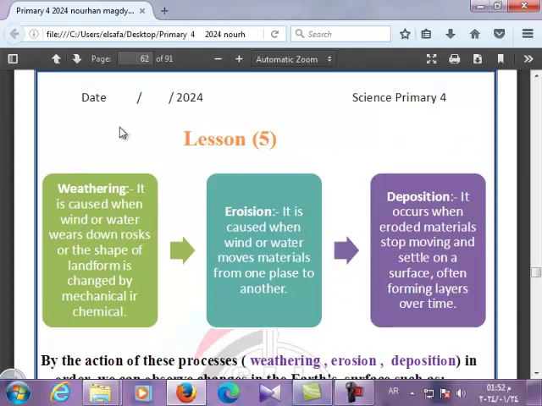Lesson 5. We talk about weathering, erosion and deposition. Weathering is caused when wind or water breaks down rocks, or the shape of a landform is changed by mechanical or chemical weathering. Erosion is caused when wind or water moves material from one place to another. Deposition occurs when eroded materials stop moving and settle on a surface, often forming layers over time.